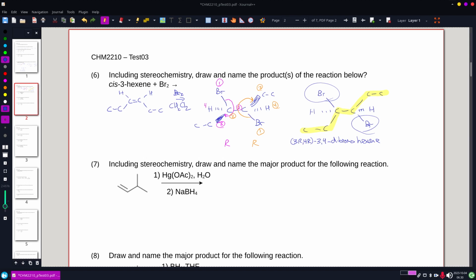And because I could have had the first bromine attack from the opposite side, therefore this would have been a wedge rather than a dash or vice versa, I also have an enantiomer possible, which is just both of those get switched. Giving us our two major products.